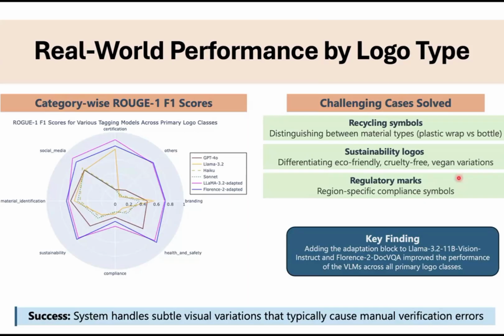So the key finding was that adding an adaptation block to both the models, even Llama and Florence 2, improved the performance of these VLMs across all the primary logo classes. The success of this system can be attributed to the fact that the subtle variations in the logos, which typically cause manual verification errors, were being greatly handled by the system here.